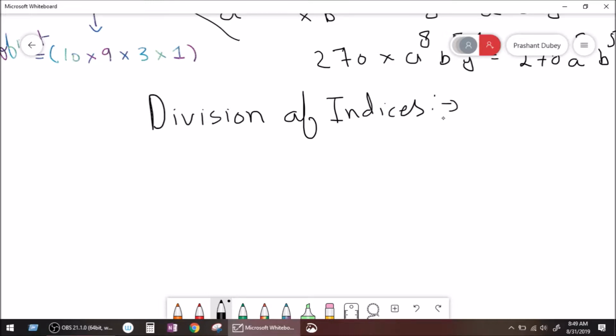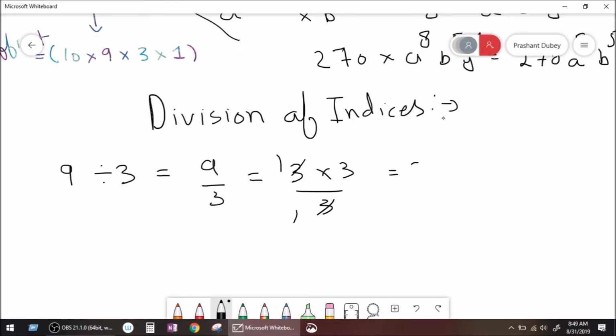Ready, class? Now, if I say, what is 9 divided by 3? 9 divided by 3 equals? 3 times 3 divided by 3 equals 3 times 1. 3 times 1 equals 3, or 3 to the power 1. Right, class? Correct?